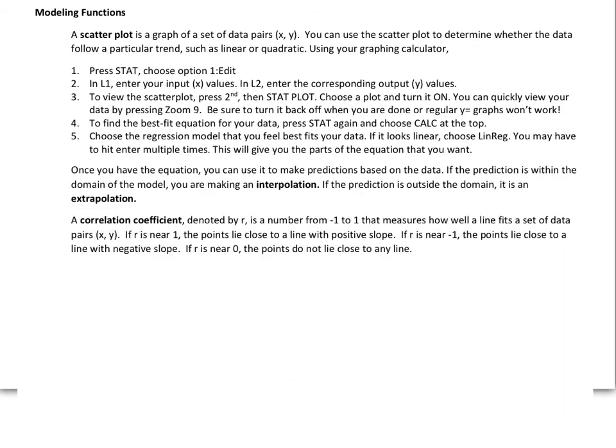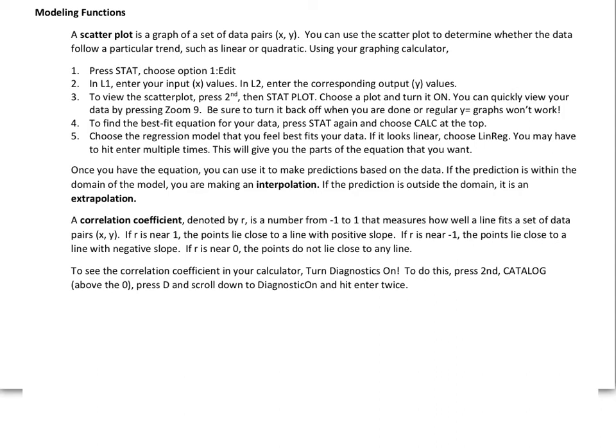Another important thing that we need to talk about before we do our example is a correlation coefficient. And it's something you can get in the calculator. It's denoted by a little r. And it's a number from -1 to +1. And it measures how well the line, or whatever function you get, fits your set of data pairs. If r is near +1, then the points are very close to the line with a positive slope. If it's near -1, the points are very close to the line with a negative slope. And the closer that r is to 0, the further the points are from the line. So something like this might have a correlation coefficient of 1, whereas something like this would be a correlation coefficient of 0.